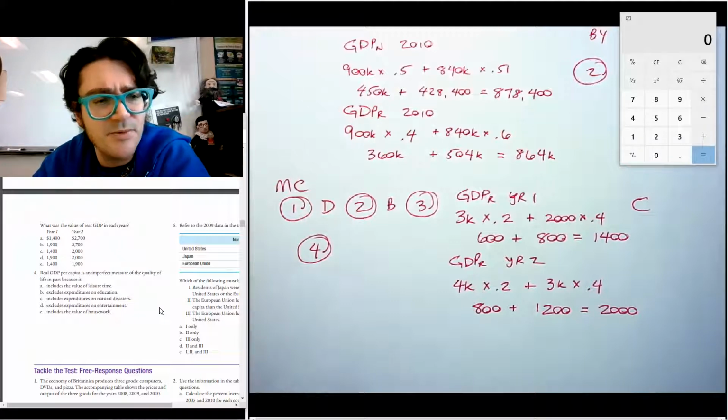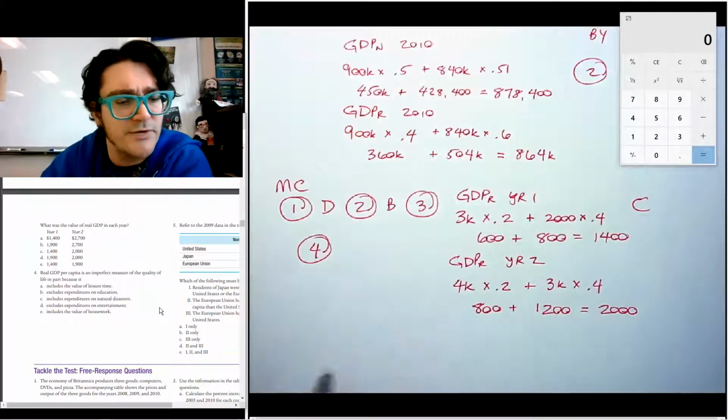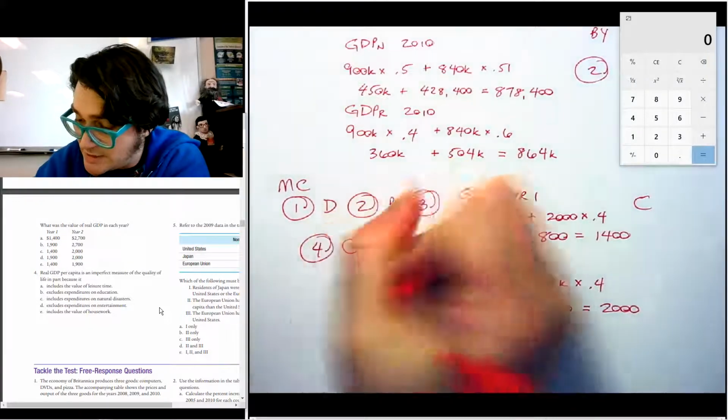Excludes expenditures on entertainment. Well, that's not true. It includes those. Includes the value of homework. Well, it does not include the value of homework, so we can rule that one out. So C is the best answer here.